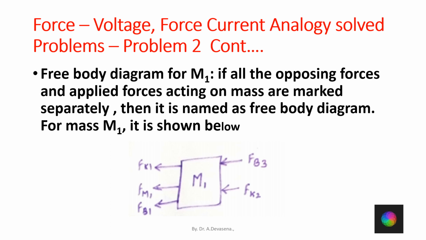Mass M1 has its own opposing force f_M1. For the mass M1, the dashpot B1 is connected, so the dashpot B1 experiences its opposing force f_B1. For the mass M1, spring K1 is connected. The spring experiences its own opposing force f_K1, and the dashpot B3's one end is connected to mass M1. It has an opposing force f_B3. Similarly, the spring K2's one end is connected to mass M1. It has its own opposing force f_K2. These forces are indicated in this diagram.